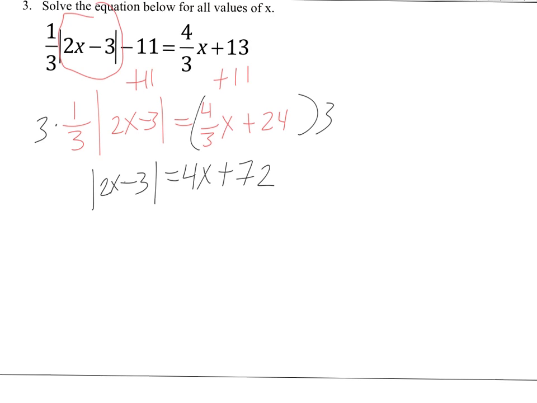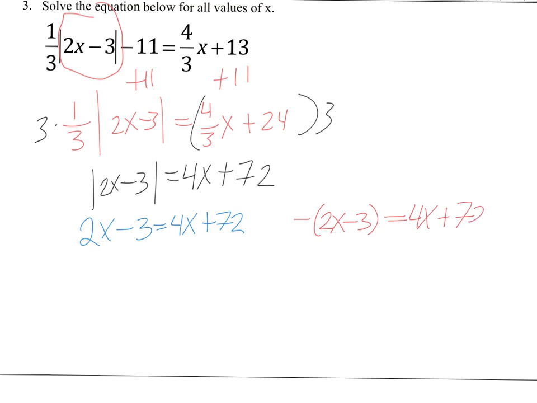We know this is going to make two equations. The positive version, 2x minus 3 is equal to 4x plus 72. And the negative version, negative 2x minus 3 is equal to 4x plus 72. And when I begin to solve these, I'm going to maybe subtract 2x from both sides and subtract 72 from both sides. Negative 75 is equal to 2x. x is equal to negative 75 over 2.